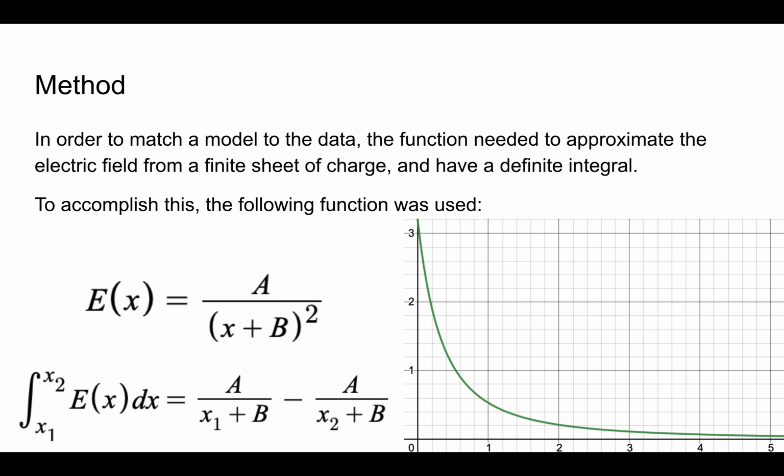This function was used to approximate the arctangent function. It matches closely over the area we are measuring, and it has an indefinite integral. So we're able to work backwards from the integral to find the coefficients a and b, which will let us find the electric field magnitude at any point.